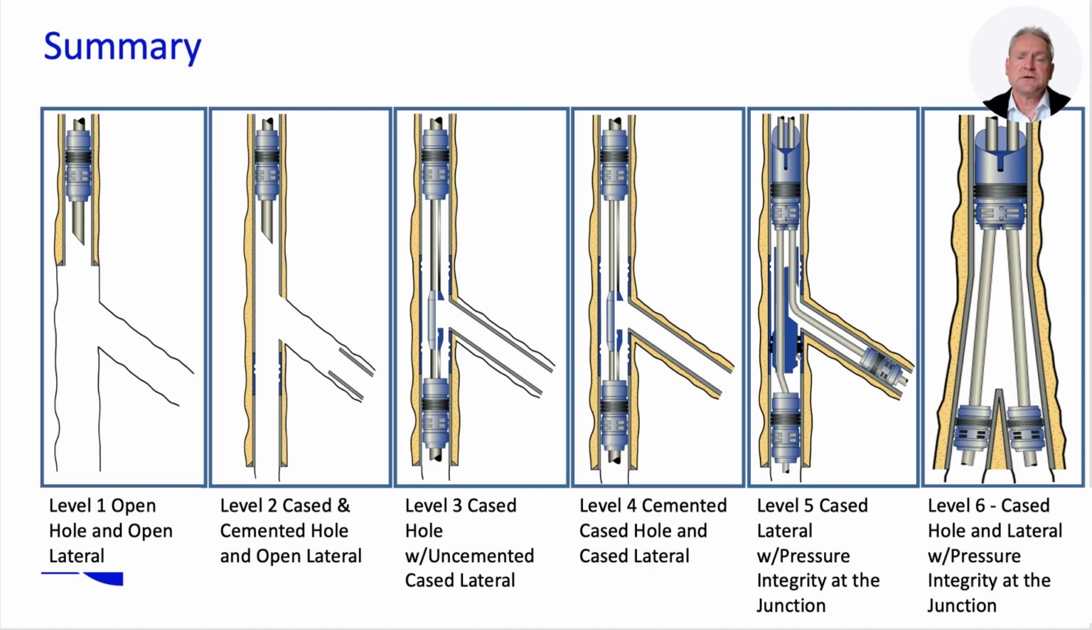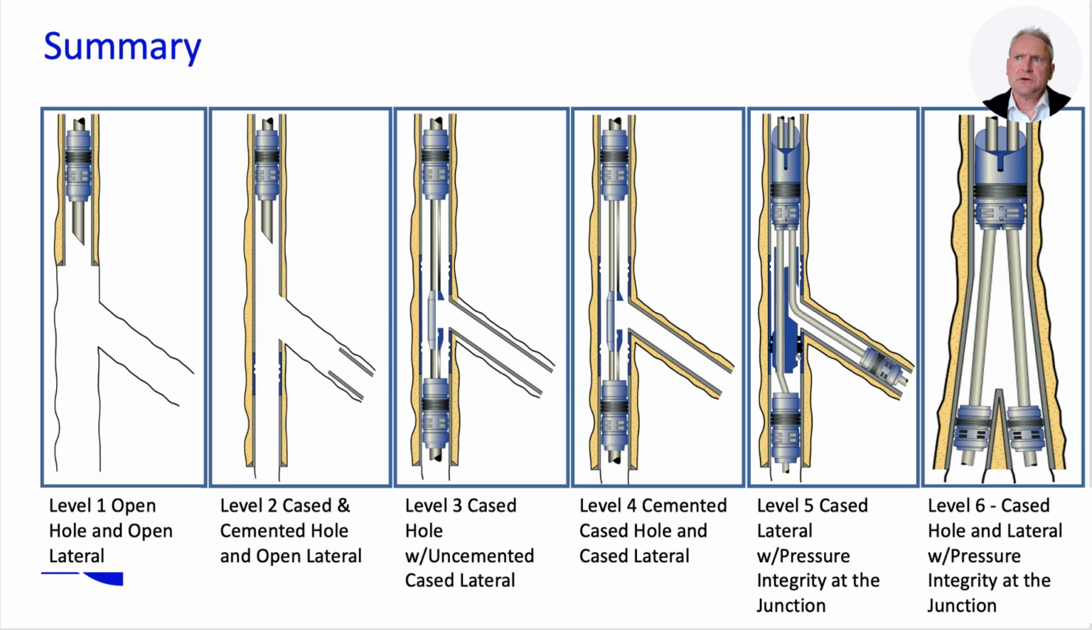Level 2 improves stability by casing and cementing the main bore while leaving the lateral open. This allows full access to the main bore and the potential to re-enter the lateral. But again, the junction remains unsupported, relying heavily on natural formation stability.